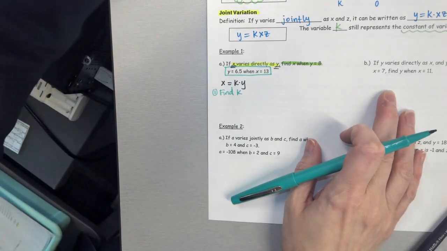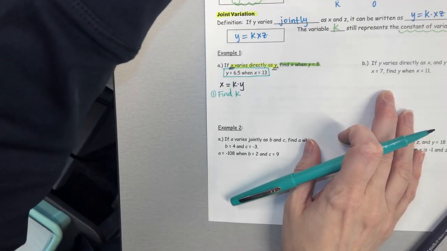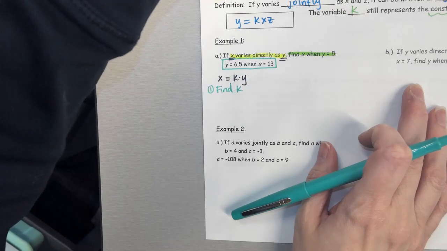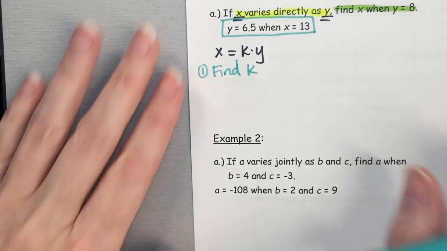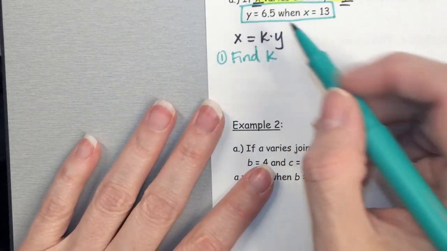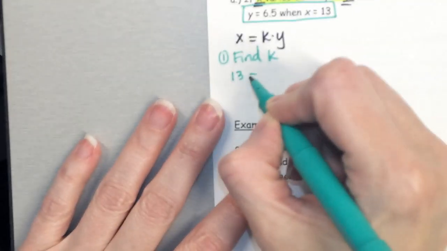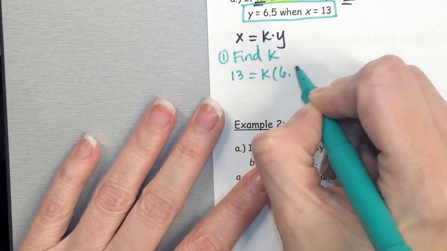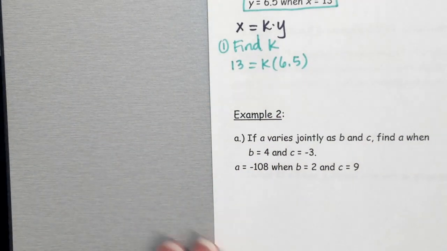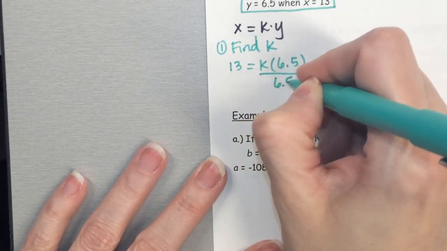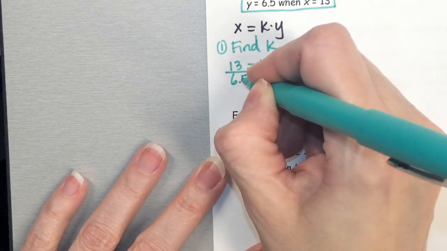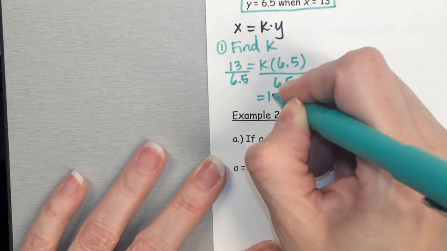All right, so when you're finding k, we're going to solve. Some of these we're going to do without a calculator, some of these we're going to do with a calculator. So if you plug in 13 equals k times 6.5, to solve for k, we're just going to divide by 6.5. We can do this one without a calculator. How many times does 6.5 go into 13?